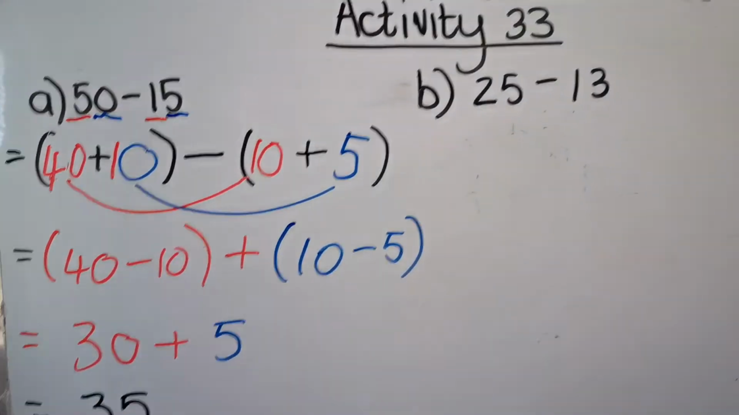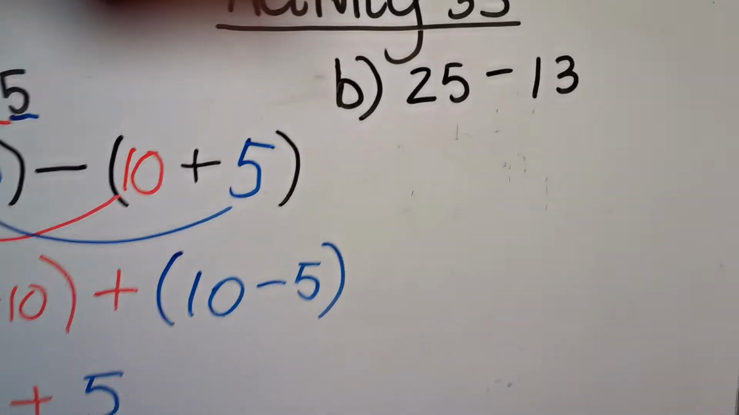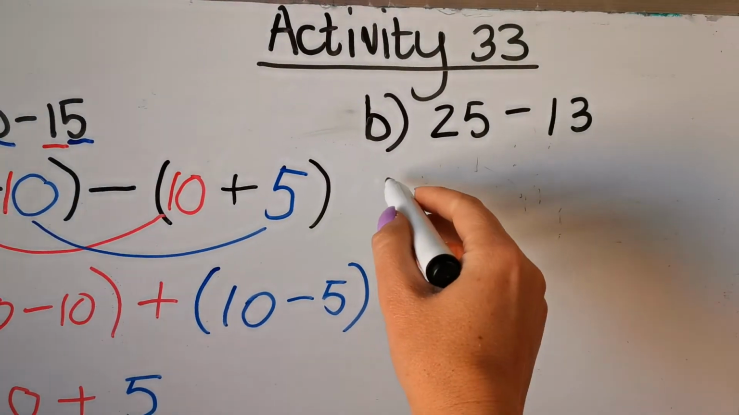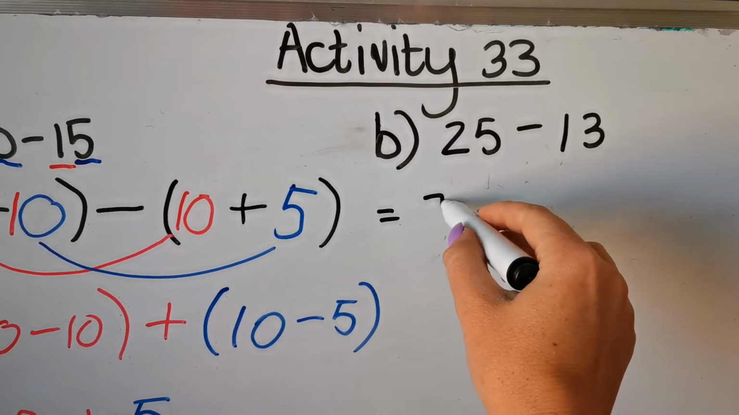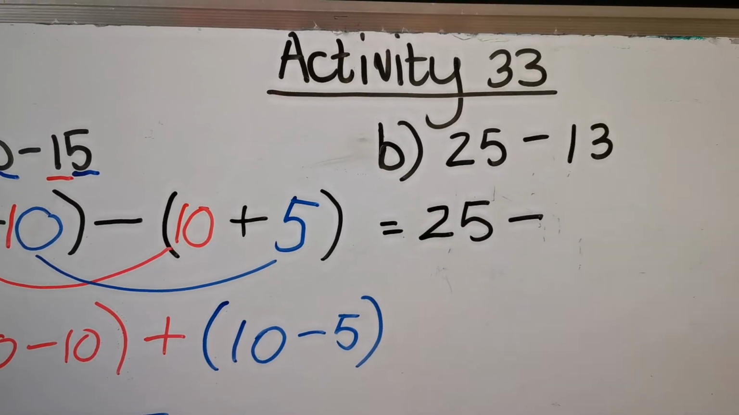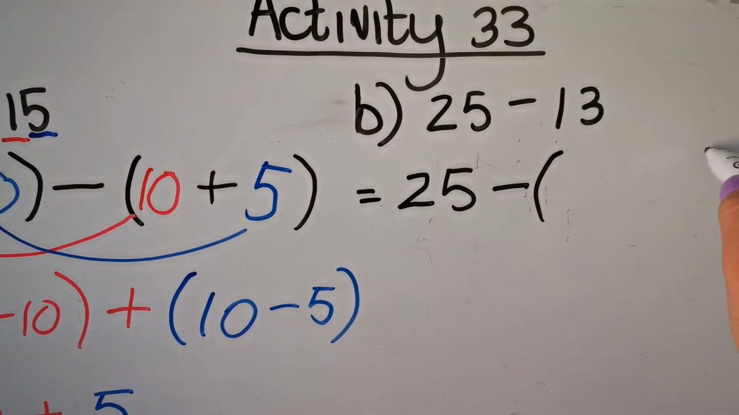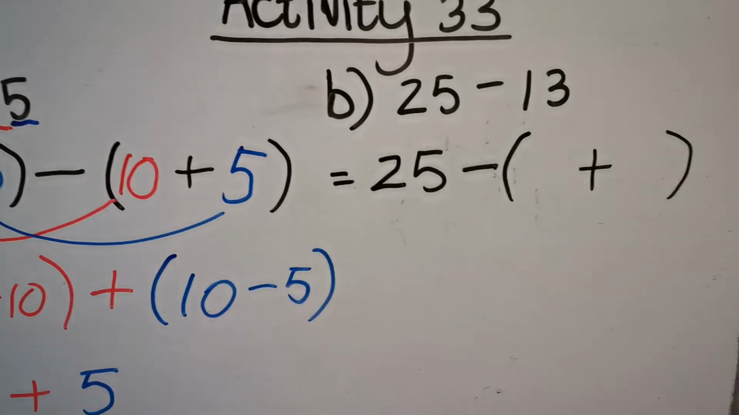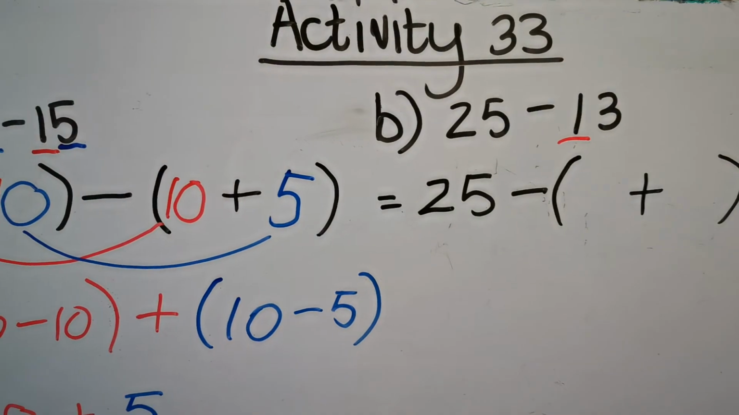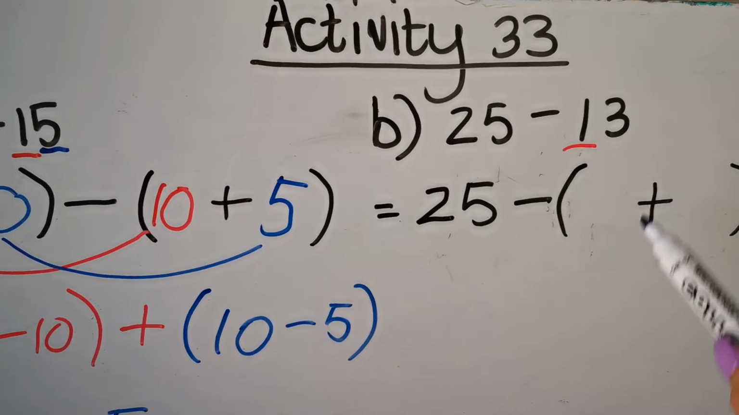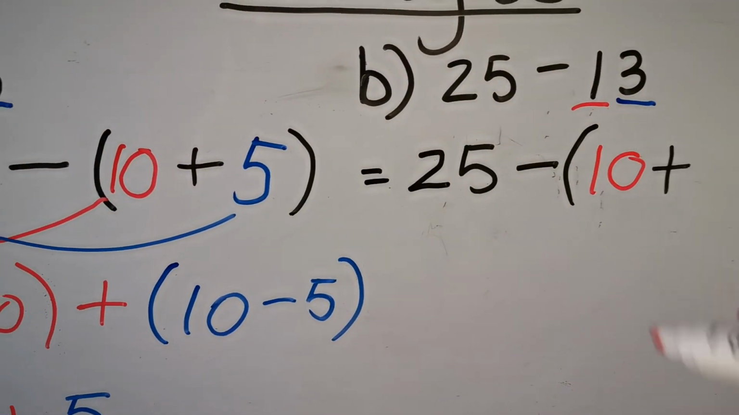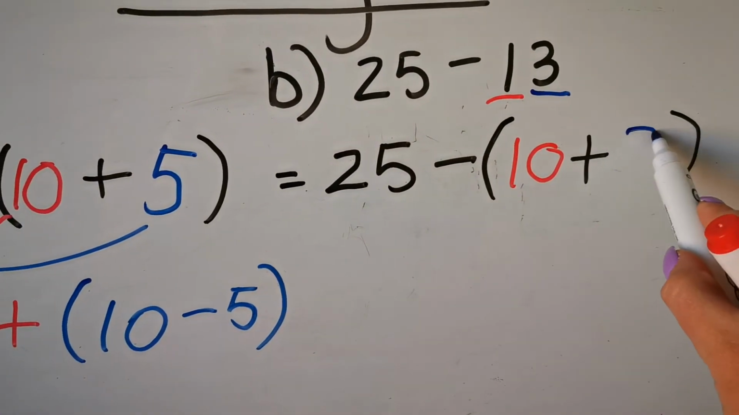Okay, so B, teacher is going to do by only breaking up the one number. So let's see if you remember how to do this one. 25 is going to stay where it is because we're not going to break up 25. Take away, then you make your bracket with a plus. So 13, if you break it up into tens and units, the 1 will be the ten because it stands for 10, and the 3 will be the unit. So you're going to write 10 plus 3.